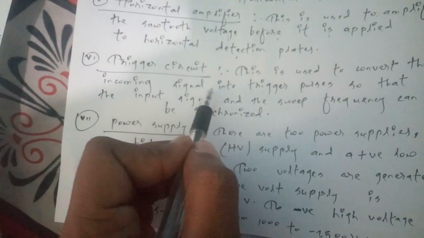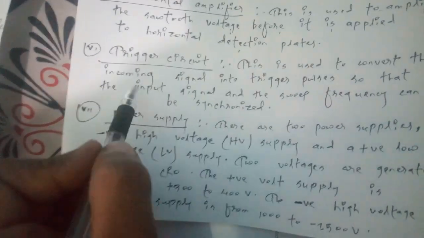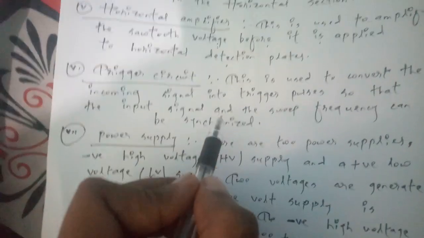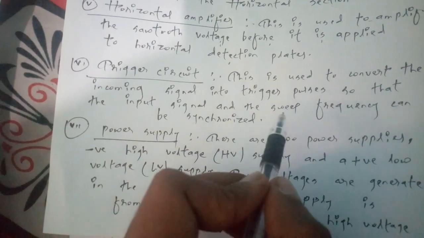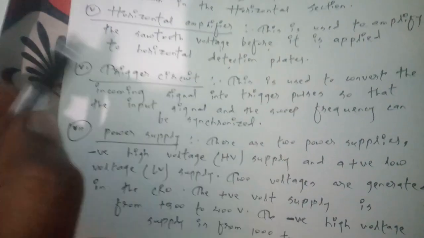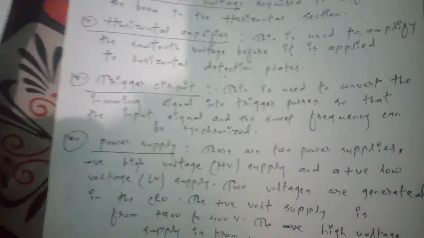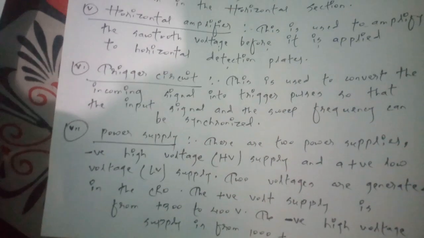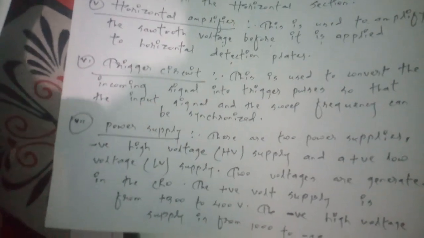And now the trigger circuit. A trigger circuit is used to convert the incoming signal into a trigger pulse so that the input signal and the sweep frequency can be synchronized. Its main function is that it sweeps both the frequency and the input signal at the same time on the phosphor screen.